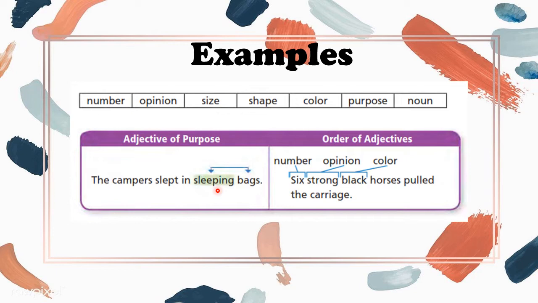Now, if you have more than one adjective, as we have mentioned, then you should order them in a particular manner. So you have: 6 strong black horses pulled the carriage. You start with a number. How many horses were there? There were 6. Your opinion of what these horses are, like the qualities or the traits of these horses. You have strong. And last, you have the color, which is black. So this is one way for you to organize the adjectives or series of adjectives in your sentences.